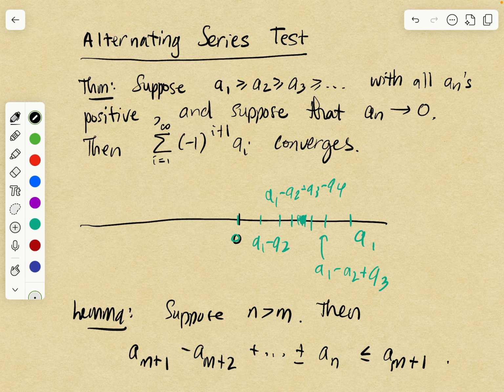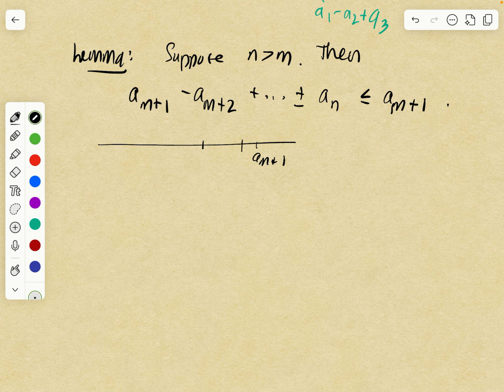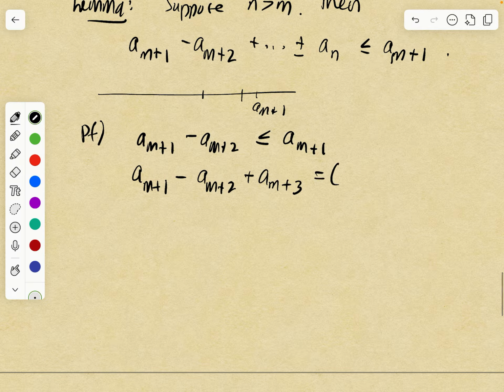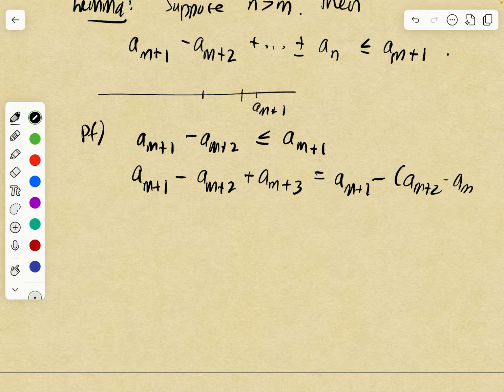And so hopefully it's believable that this is true. So we're using the fact that the a_i's are positive, and that they're decreasing. But let's just write out more detail. So let's just look at a sub m plus 1 minus a sub m plus 2. Well, since you're subtracting a non-negative number, that's certainly less than or equal to a sub m plus 1. And then a sub m plus 1 minus a sub m plus 2 plus a sub m plus 3, you can write that as a sub m plus 1 minus parentheses a sub m plus 2 minus a sub m plus 3. And you know that a sub m plus 2 is greater than or equal to a sub m plus 3, so then this is less than or equal to a sub m plus 1.